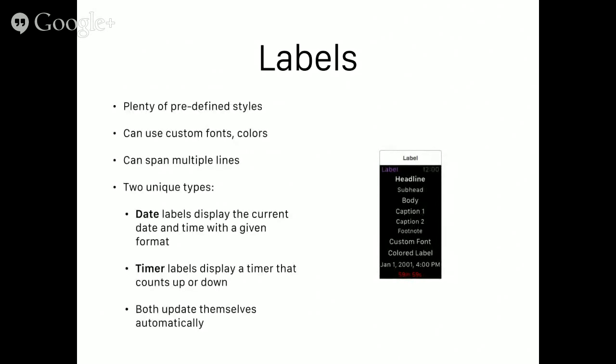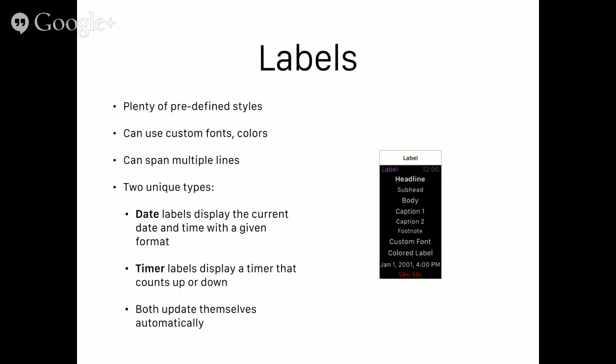So you have labels. They have all kinds of built-in styles. You can use custom fonts and stuff. And there are two custom subtypes of it. There's dates and timers. The date object, don't use, you'll get rejected because all it does is display the current time and format it for you. And I think along the way of developing WatchKit, Apple realized watch apps don't need to tell the time because it's on a watch and it's already telling the time. So if all your app is doing is telling the time, you'll get rejected.